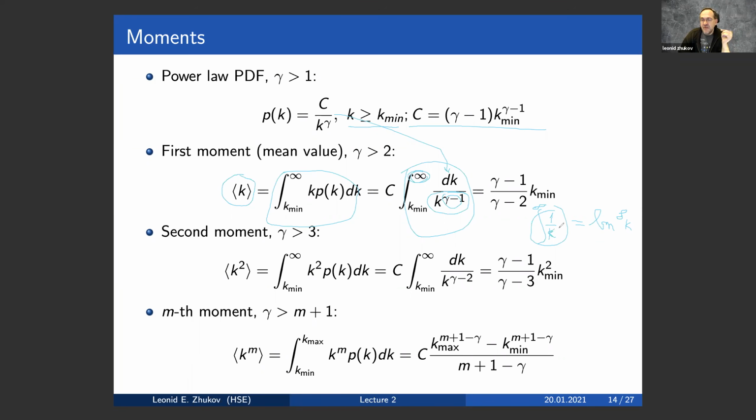But if I take 1 over k squared, for example, then the integral will be equal to 1 over k, and at infinity it is 0, so it converges. So we need to make sure that whatever is here is greater than 1. Otherwise, it diverges. And so for gamma minus 1 to be greater than 1, gamma has to be greater than 2.